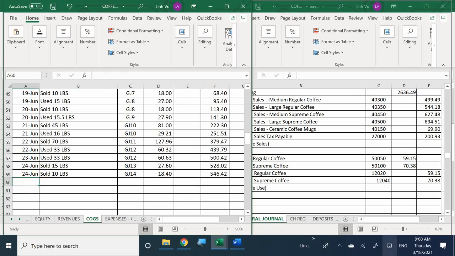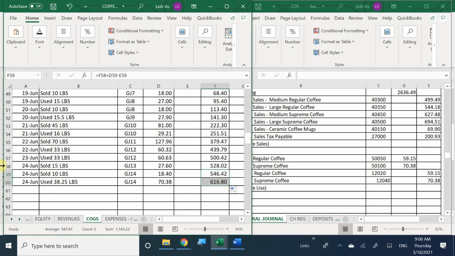We also used 38.25 pounds of the Supreme coffee. Okay, general journal number 14, for a total of 70.38. So what is my grand total? 616.18. Good.